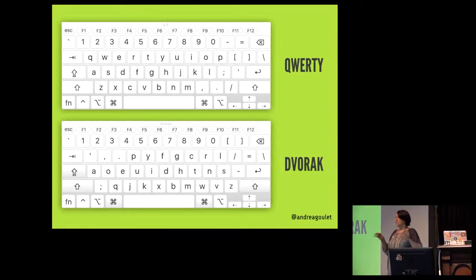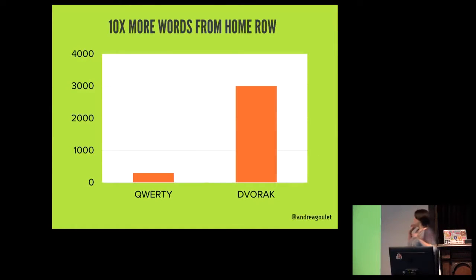And so this makes a big difference for typing speed, because you are going like this regularly. So it's almost like playing a piano. And so it's a very balanced way to type. You get 10x more words from the home row. In the English language, you can type about 3,000 words on Dvorak, whereas only 300 words are accessible in QWERTY. So 10x developers, 10x, just saying.